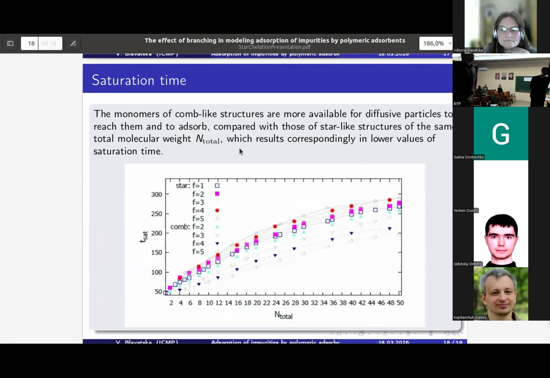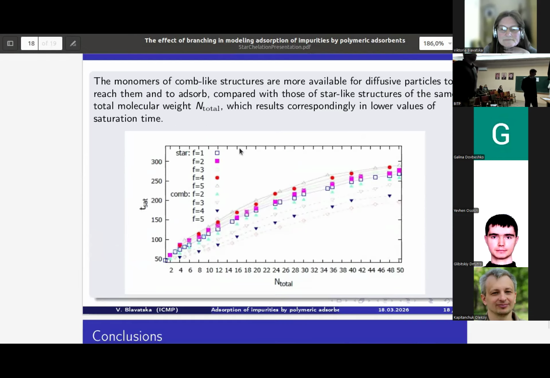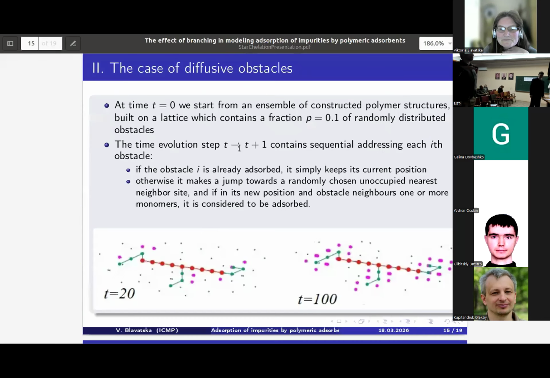Maybe it's just a question of the term chosen by you, Victoria, but it sounds a bit strange when you say that obstacles can diffuse. There is an assumption of obstacles. When I imagine an obstacle, it's something unmovable. I understand it's kind of an abstract model, but obstacles usually don't move.